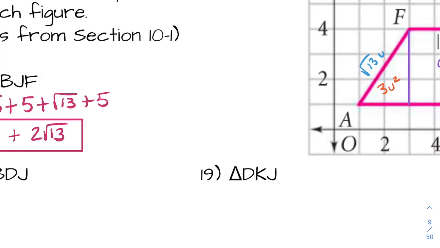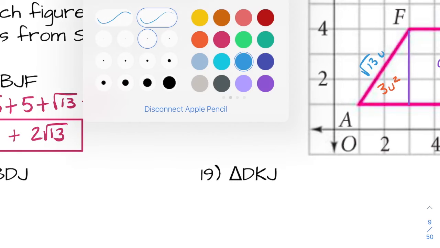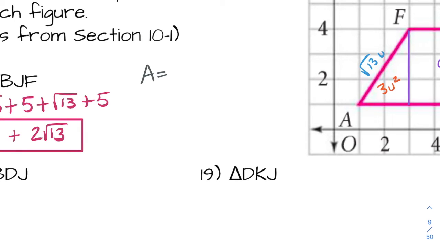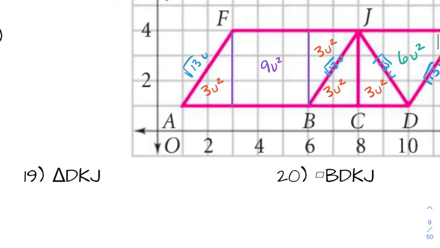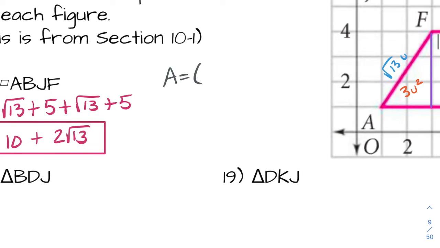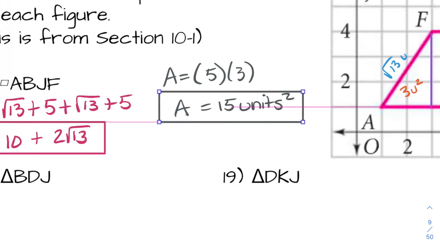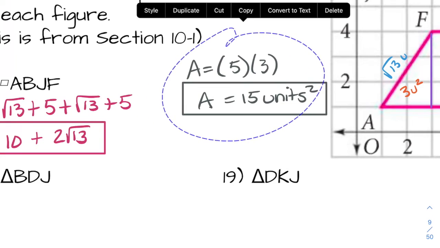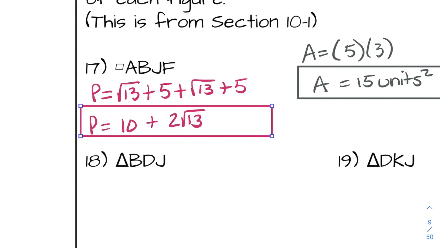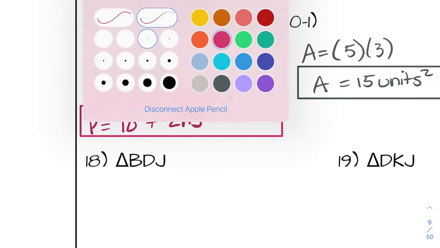Okay, the area now for this one is going to be, area is base times height, and we have a height of 3, and we have a width of 5. So it's going to be 5 times 3, so area is 15 units squared. Whoops, I messed up because I didn't label my units on my last one. Do as I say, not as I do. Throw on units. You only need to use the word once.